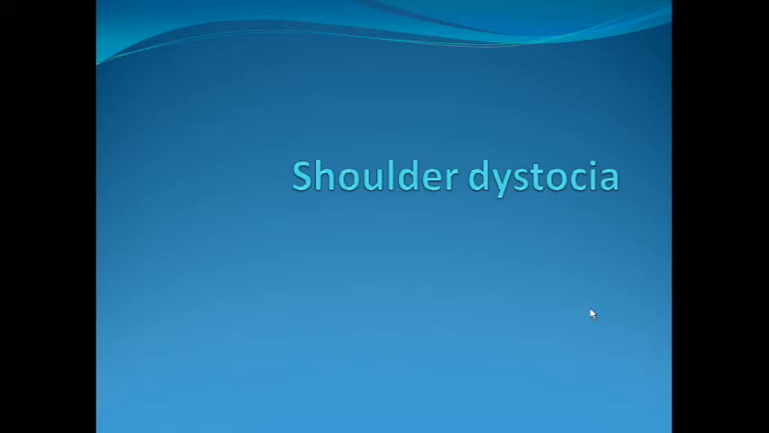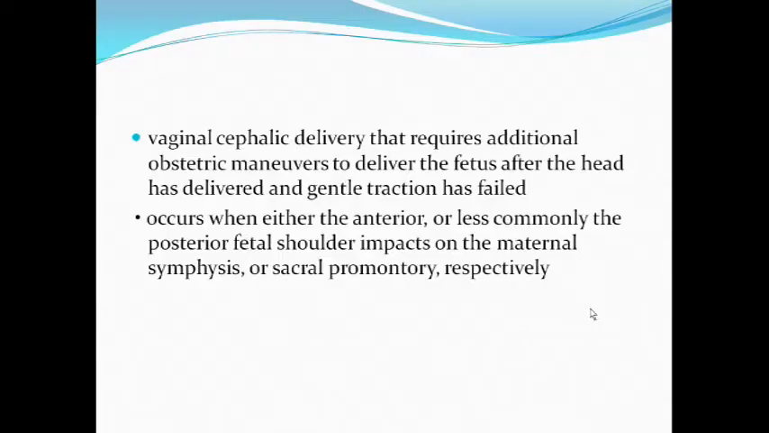Today I am teaching you about shoulder dystocia. Okay, what is shoulder dystocia? It occurs in vaginal delivery when it is a cephalic presentation. Shoulder dystocia occurs in vaginal cephalic delivery that requires additional obstetric maneuvers to deliver the fetus after the head has delivered and gentle traction has failed.